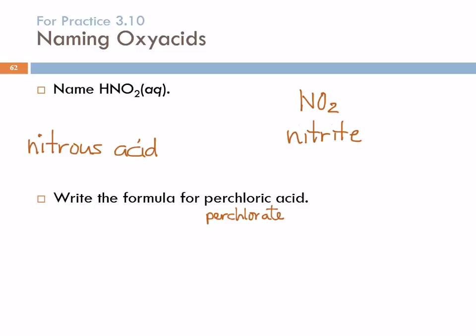Anybody remember? Cl, right? O4, and the charge is -1. The charge tells us how many hydrogens we need, because it's going to have hydrogen on it since it's an acid. And so we need the H plus and this guy to balance each other in terms of charge. There's +1 plus -1, and so we put them together, and we've got HClO4, and we're going to put aq at the end. And so that's the formula.